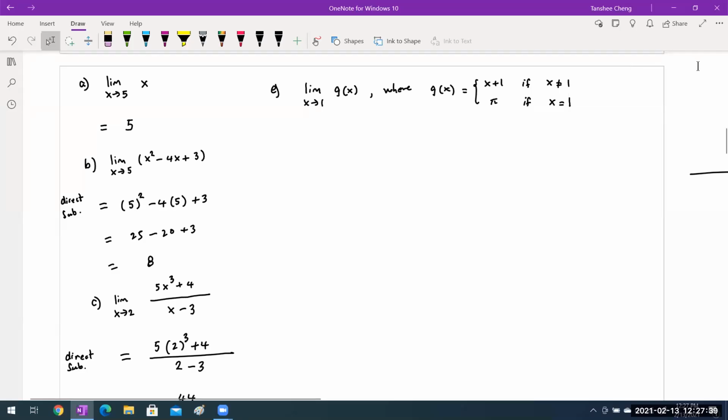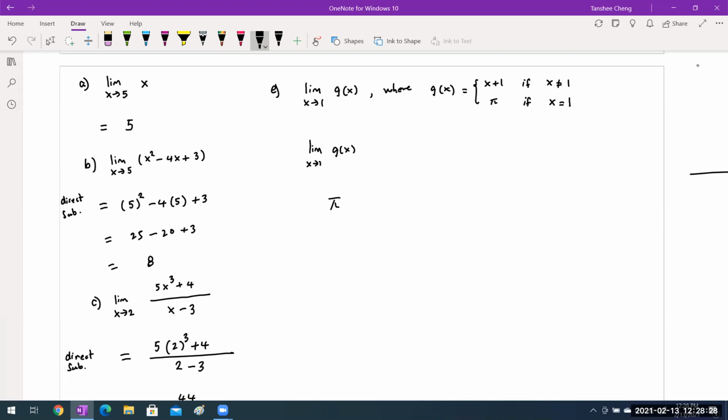Let's take a look at the next example. Example number 5 is another example that is very important for us to understand, how to attack limit problems on piecewise defined functions. In this problem, we want to look at the limit as x approaches 1 of g of x, where g of x is a piecewise function: x plus 1 if x is not equal to 1, and when x is equal to 1, g of x is equal to pi. So in this kind of situation, how do I find the limit? A lot of times the mistake is thinking, when x is equal to 1, my g of x value is what?